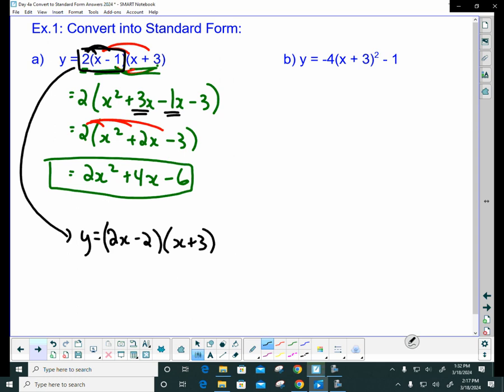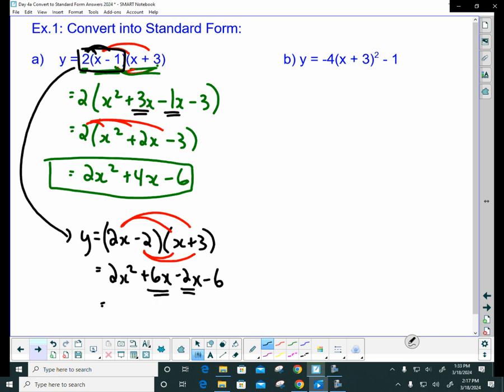So now I'm going to rainbow this binomial times a binomial. So 2x times x is 2x squared. Then I'm going to take the 2x and multiply it by 3 and get 6x. -2 times x is -2x. And -2 times 3 is -6.